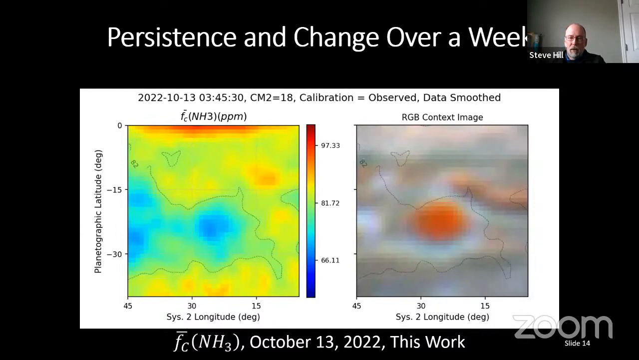And then finally, we were lucky again. We happened to get two pretty good quality observations exactly 1 week apart in October. So we can look at the persistence and the change in the ammonia. This is October 13th and October 20th.